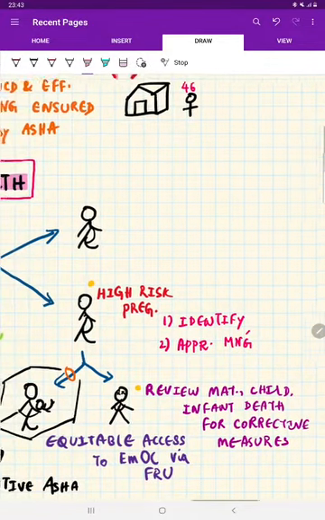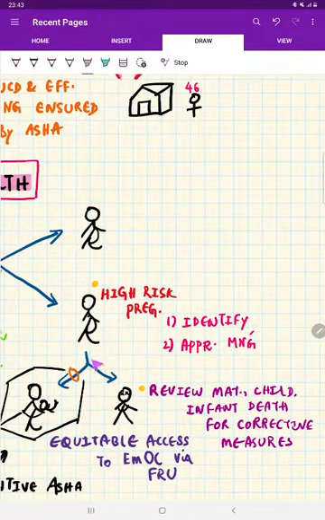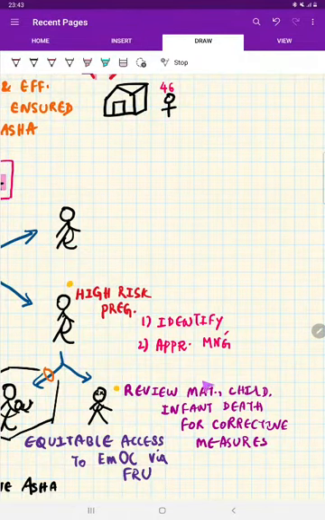And apart from that, if by chance that woman dies or even the child dies, we need to review the maternal, child, and infant death for corrective measures.